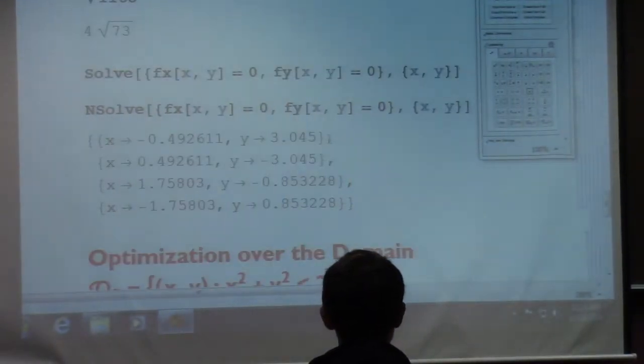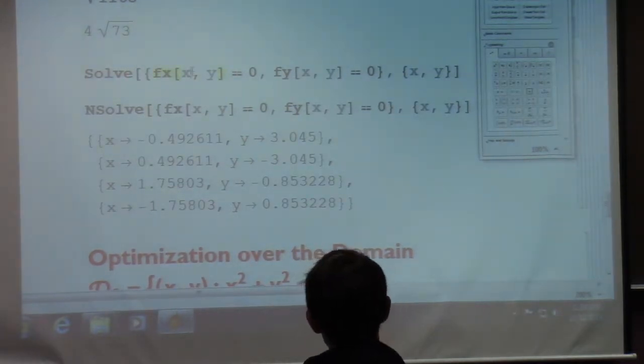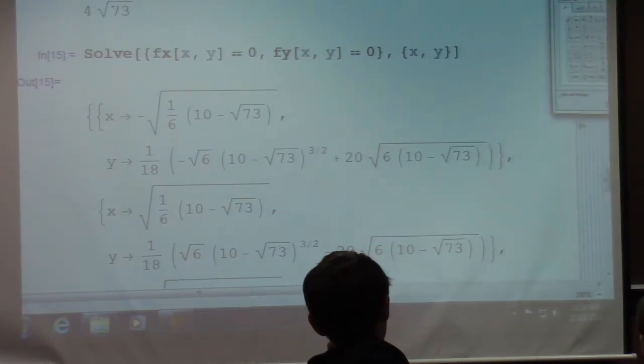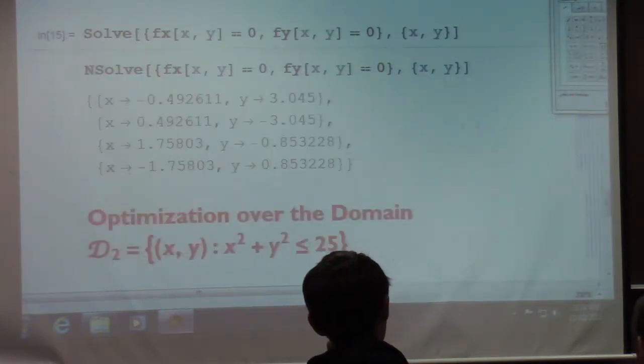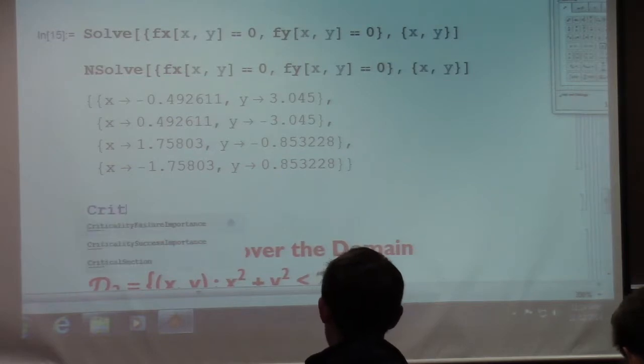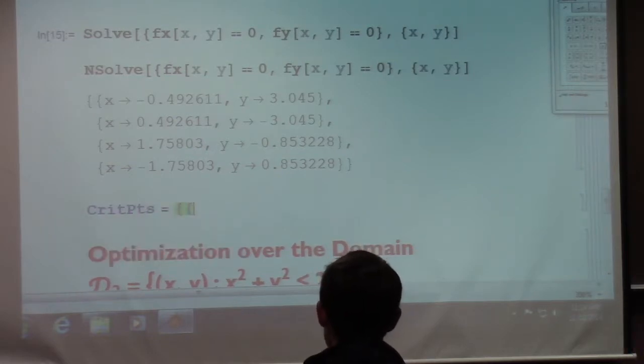They don't typically happen, but they can happen. All right, we did solve for the critical points before. The exact formula for them was kind of messy, so we were satisfied with getting approximations with nsolve, these 4 points. Let me show you a trick to figure out the function values of these points. Actually, let me define a list. I'll call it crit points. That is going to be a list of these points.